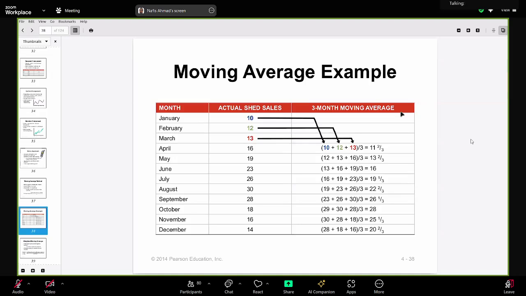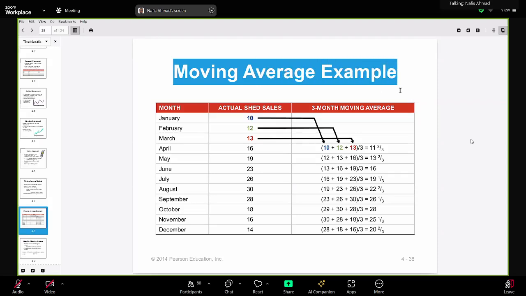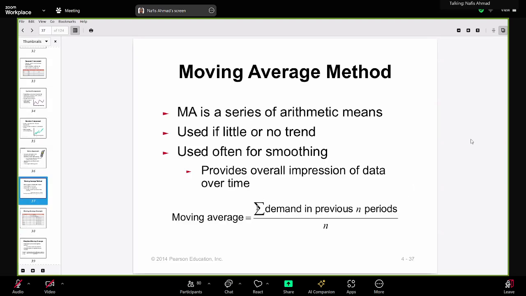Okay, does everyone understand what the moving average is? The question may appear in different forms. It may be 3 month, 3 year, 2 week, 3 week, 4 week, so you have to change the equation accordingly. This is the equation: moving average is the summation of the demand in a period divided by n.